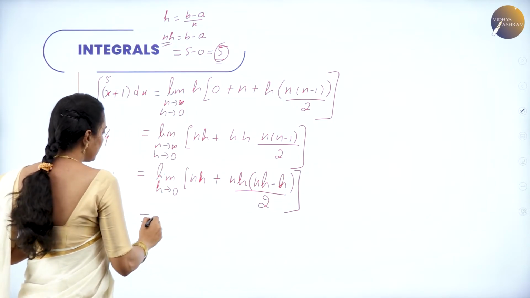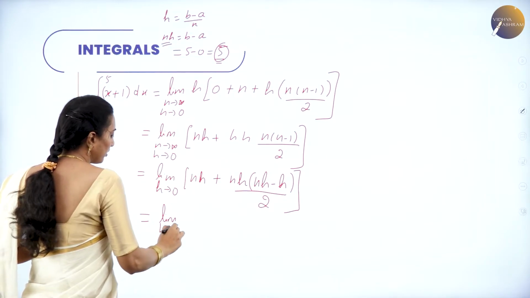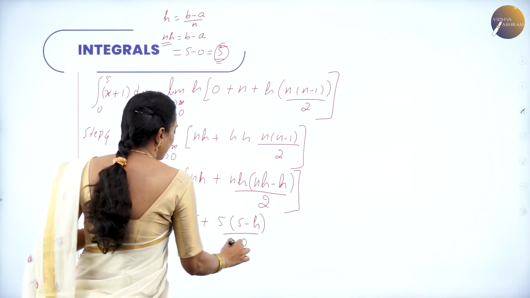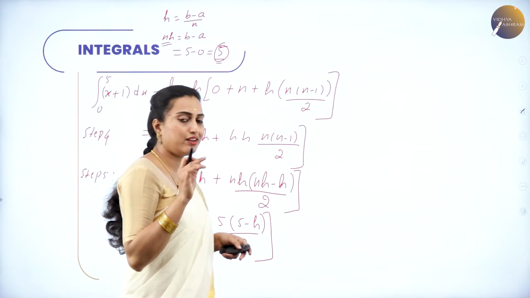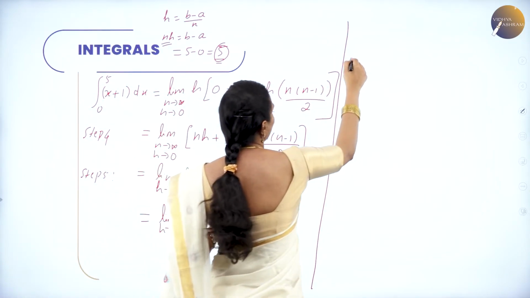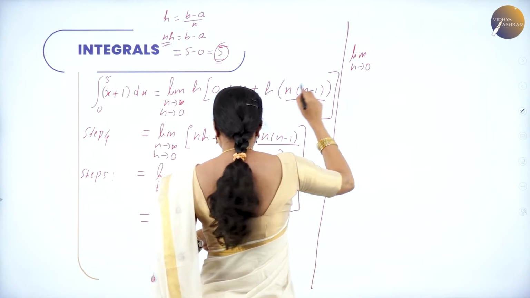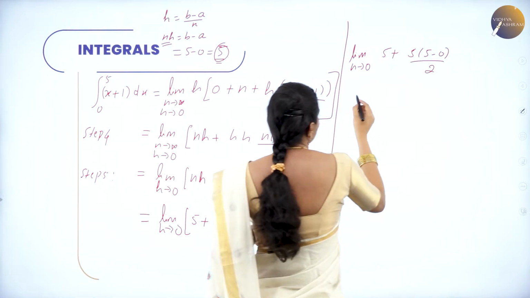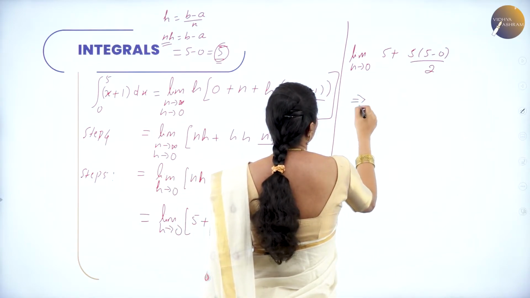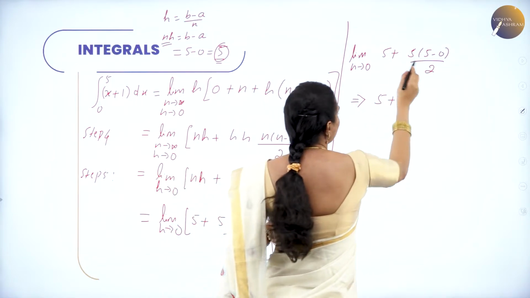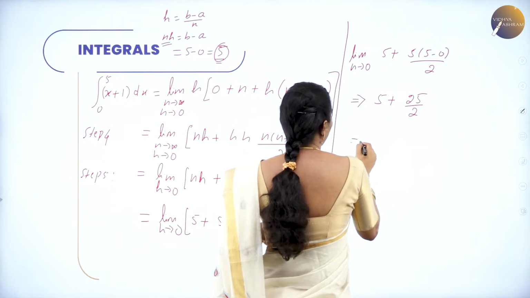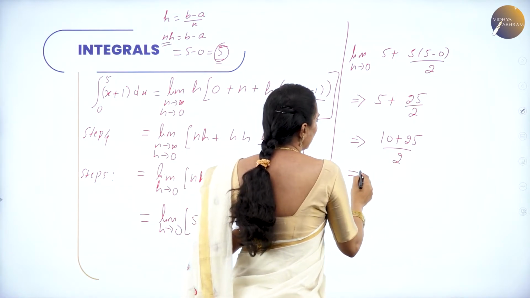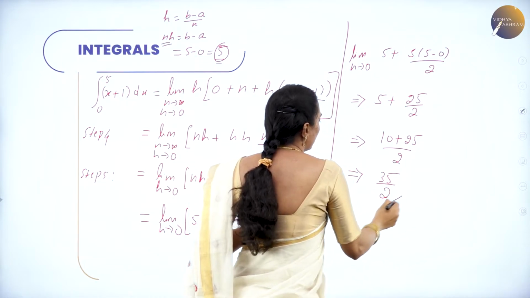Okay. Now substituting the values, you are getting limit as h tending to 0, nh value is nothing but 5 plus 5 into 5 minus h divided by 2. Now next you are going to substitute h is equal to 0. Substituting h is equal to 0, you are getting limit as h tending to 0, 5 plus 5 into 5 minus 0 divided by 2. So the answer, 5 plus 5 minus 0 is 5, 5 5s are 25 divided by 2. 5 2s are 10 plus 25 divided by 2, which implies 35 divided by 2. And this is your final answer.